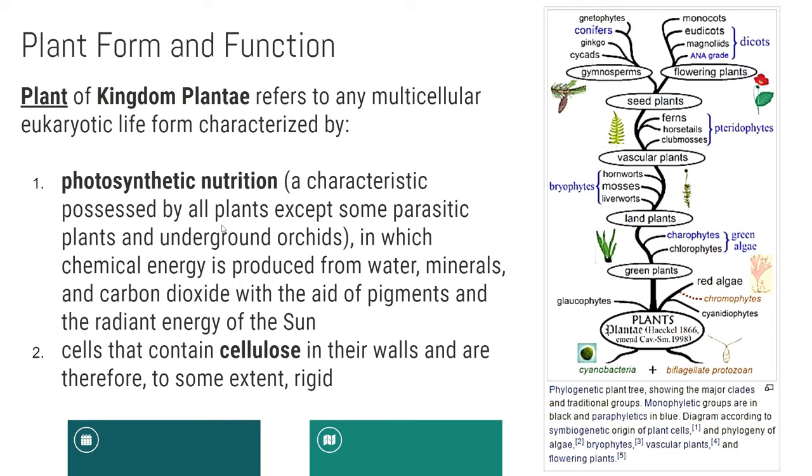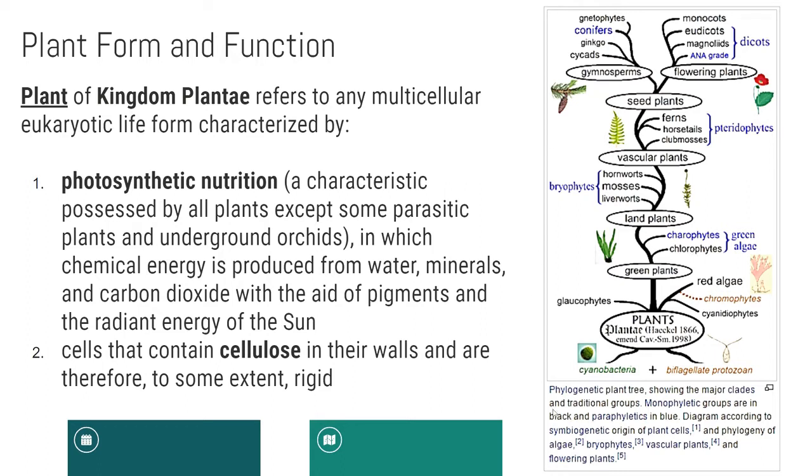Number two, plants are organisms that contain cells, and within their cells, they have a rigid cell wall made up of cellulose. So plants have plant cells. Plant cells have cell walls. Cell walls are made up of cellulose. This makes the plant cells very rigid. We will learn more about this as we go along.